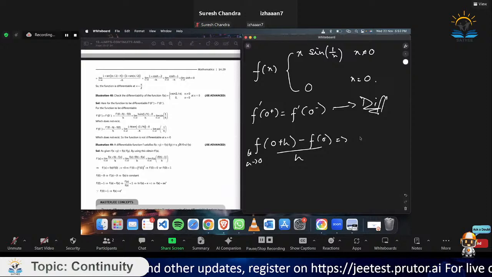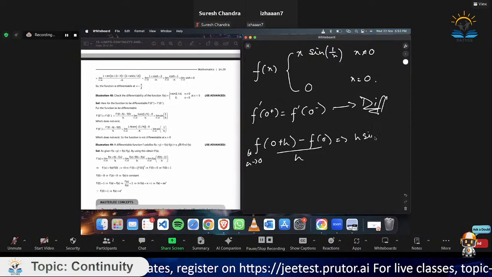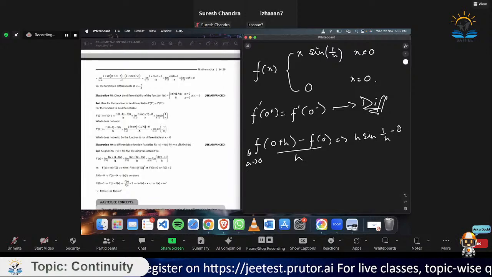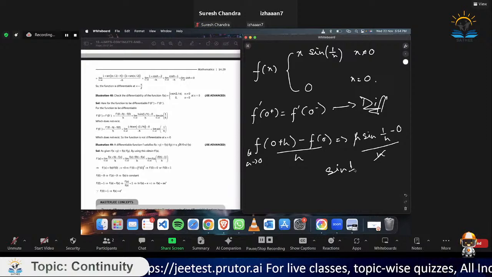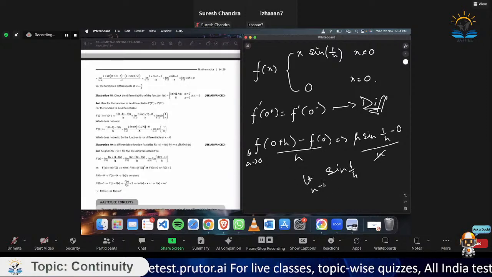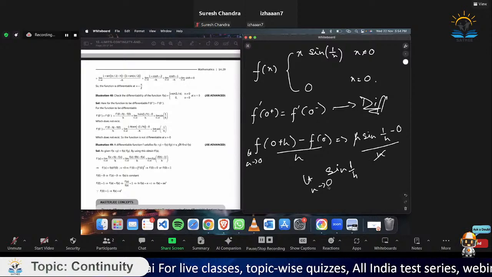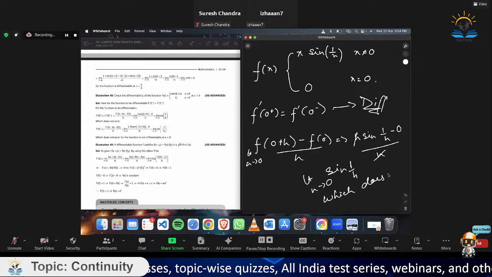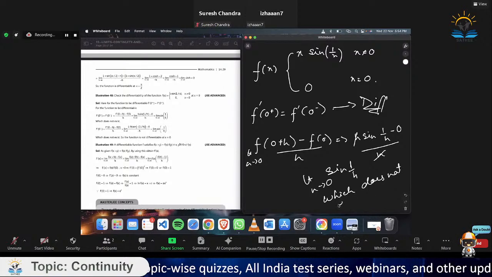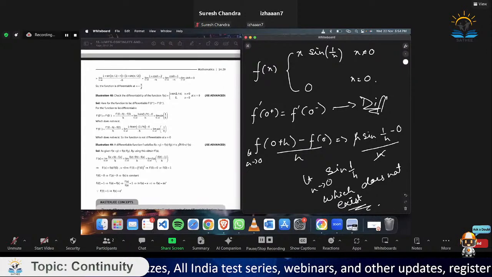So I'll just do it, and it will be h sine 1 by h minus 0, whole divided by h. So sine 1 by h, when h is tending to 0, sine tends to infinity, which does not exist. The question ends right here. You did not have to go any further.